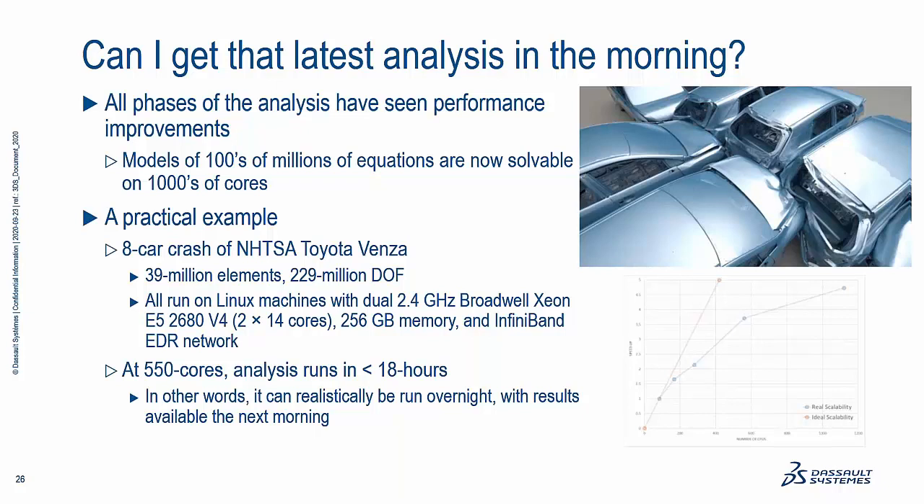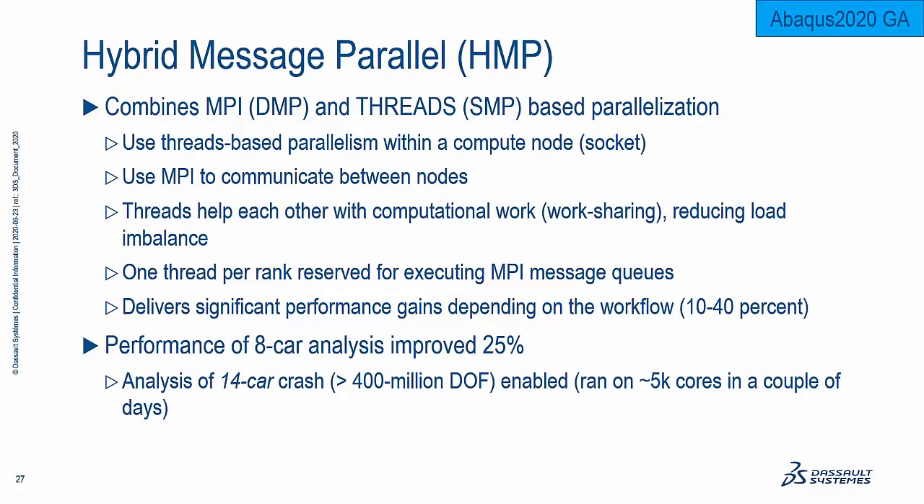So for our practical example, we look at crashing 8 of our Toyota Venza models, 229 million equations, 250 million equations in our code, and at 550 cores, the analysis runs in less than 18 hours. So you push the button on it at 5 o'clock at night, come back at 8 o'clock the next morning, and your results will be waiting for you. Now, bear in mind, you're probably going to have terabytes of results, and that's just the way it is. That's the nature of the beast.